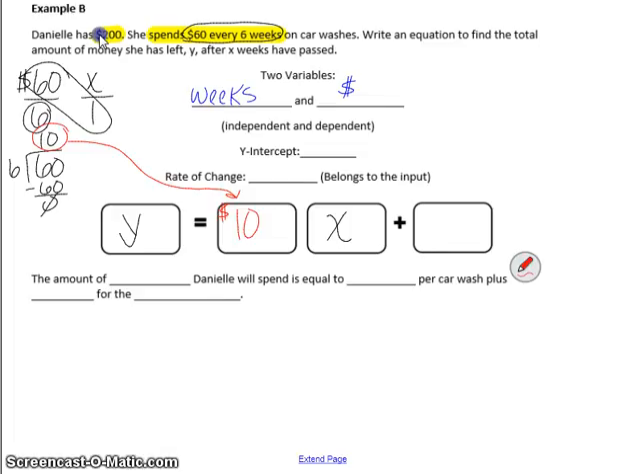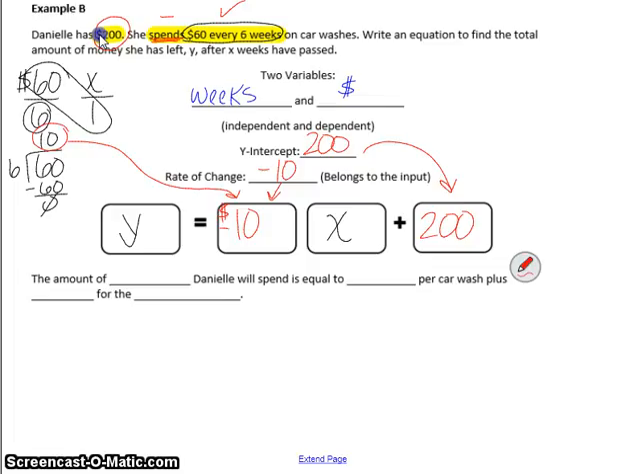Then I have to find my y-intercept. I've already used the other number, so my only other option would be 200. 200 is what she started off with. The only thing that we missed on our rate of change is it's $10, but it says spends. And when I have the word spends, I know that it should be negative because I'm losing that money. I'm giving that money to somebody else. So it's negative 10x plus 200. My y-intercept, again, is that last value in your equation. It's 200. And my rate of change is that negative 10.